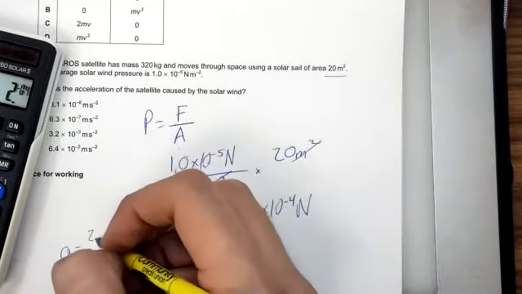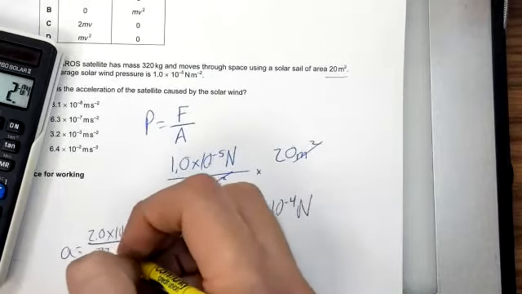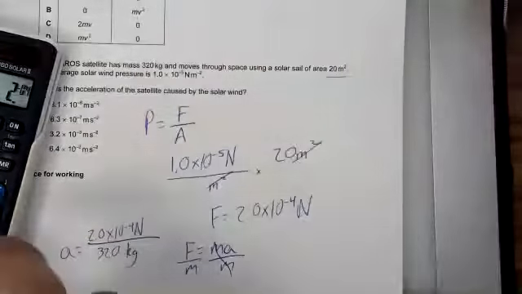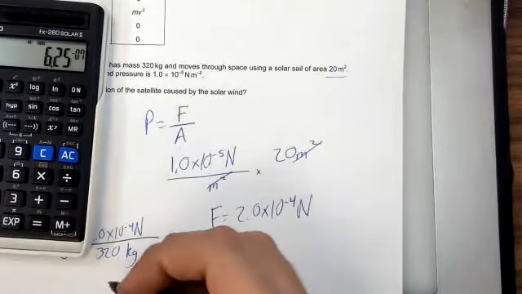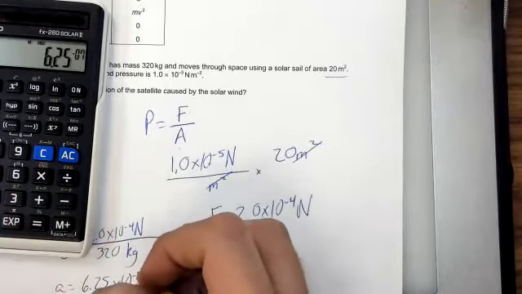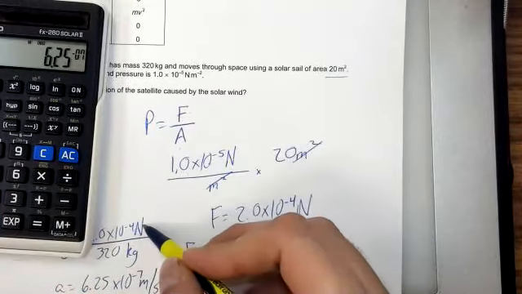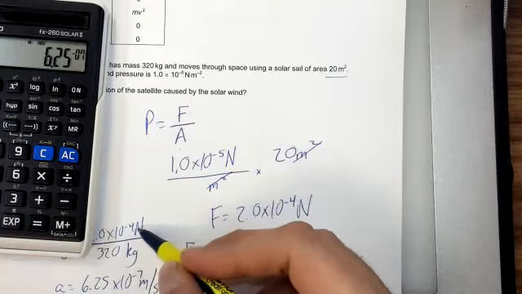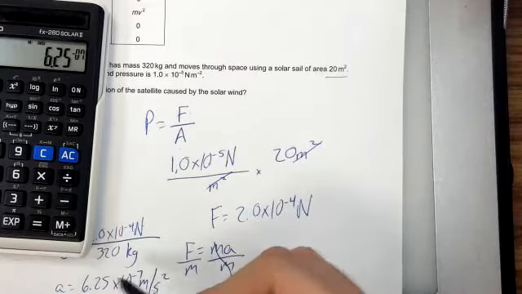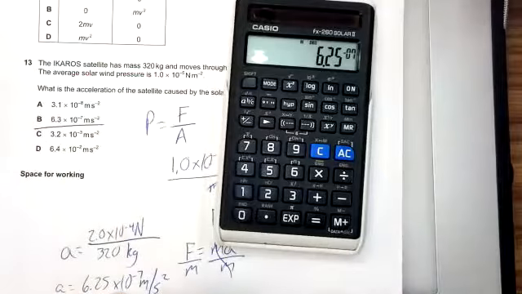The force was 2.0 by 10 to the negative 4 newtons. The mass, 320 kilograms, was given. And so I have that force in my calculator divided by 320 to give me an acceleration of 6.25 by 10 to the negative 7 meters per second squared. Remember that a newton is a kilogram meter per second squared, so the kilograms would cancel. I'd be left with the correct units of acceleration, and I would choose choice B because that's the correct level of significance.